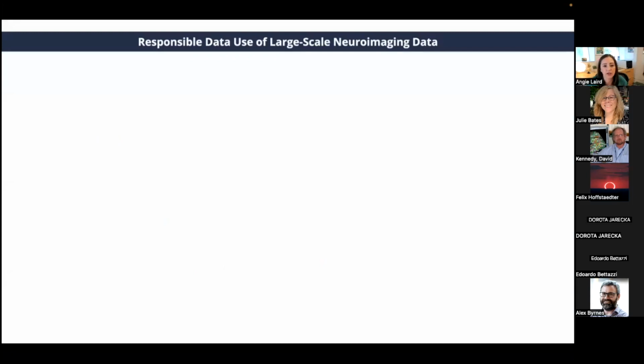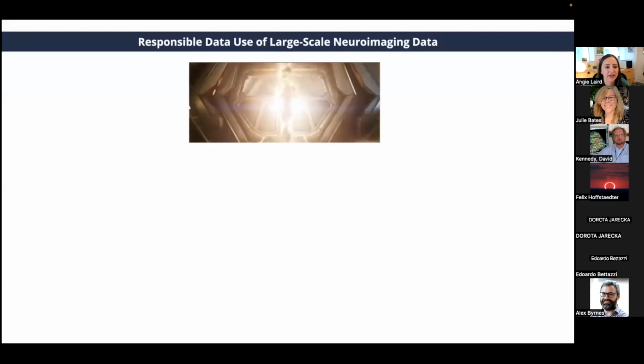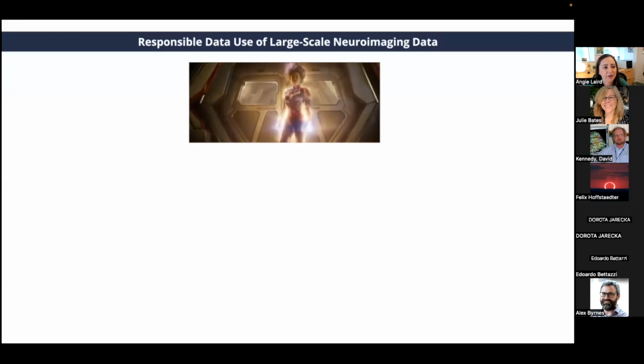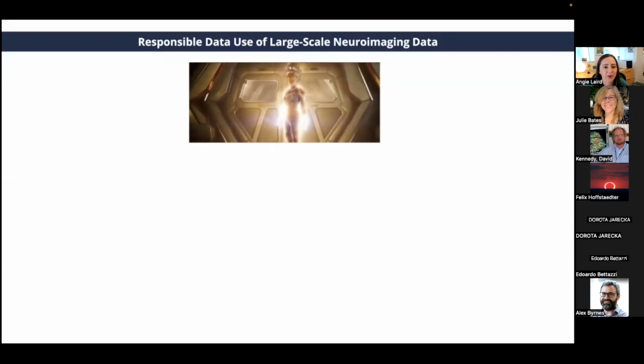So next, I want to shift a little bit and talk about the responsibilities that we carry as researchers who engage in large open datasets. Pretty much every movie and show in the MCU plays a little bit with a theme about the balance of power and responsibility. So here we have Captain Marvel illustrating the point.